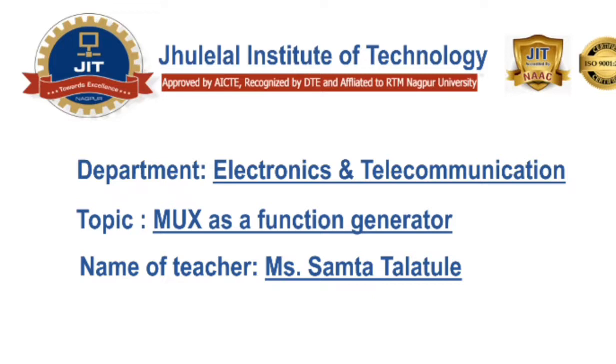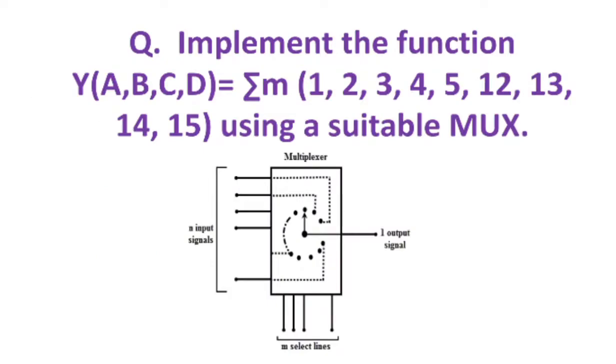Hello everyone. Today in this video we are going to discuss how a multiplexer or a MUX can be used as a function generator. So let us study this with the help of an example. The question says implement the function Y of A, B, C, D, which is defined by the min terms 1, 2, 3, 4, 5, 12, 13, 14 and 15 using a suitable MUX.